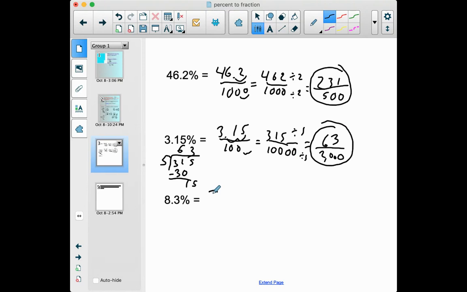All right, last one, 8.3%. Percent means out of 100. To get the decimal out of there, I just have to move it over 1 place. So that's 83. On the bottom, I have 1,000. Right away, I cannot reduce this. 2s and 5s don't go into 83. There's nothing that these are going to have in common. So I am done.